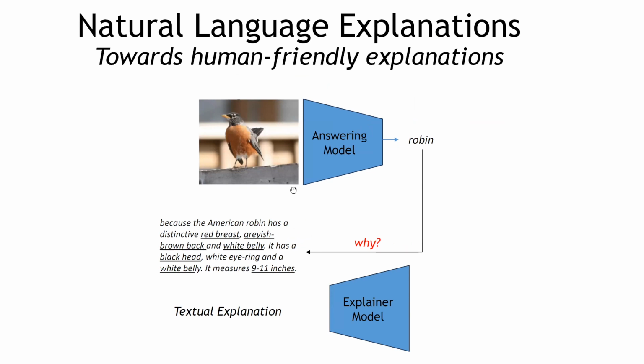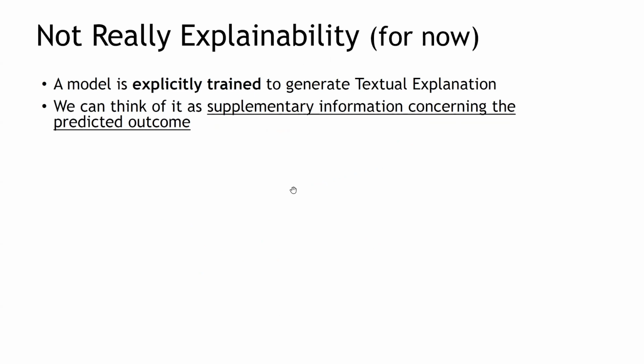I'm going to just make a bit of notations here. So we're going to call the model which performs the classification task, or performs the task at hand, as the answering model. And then we're going to call a model which generates the explanation as the explainer model. So we have two different models right here. Before I continue, I'd like to emphasize that these natural language explanations are not really explanations in the sense that we think about, because a model is explicitly trained to generate these textual explanations. So don't take it too serious as an explanation. The other way you can think about it is just supplementary information concerning the predicted outcome.